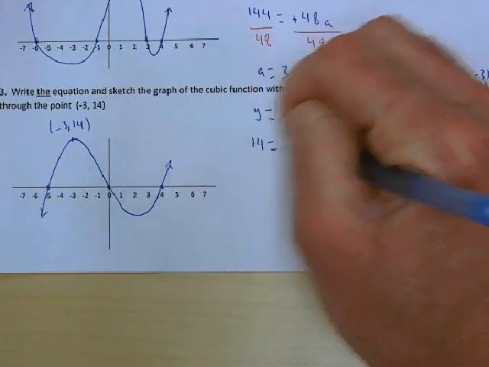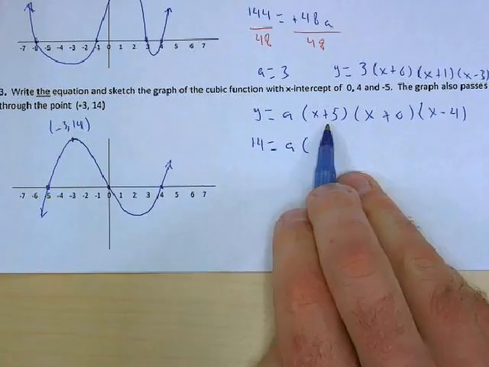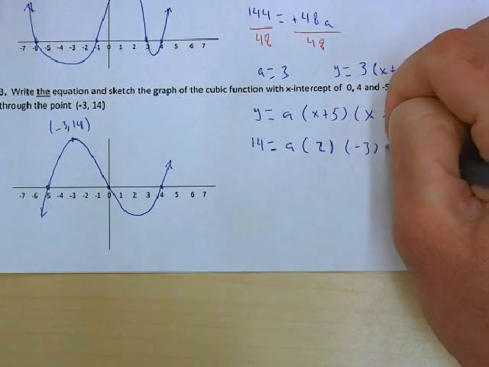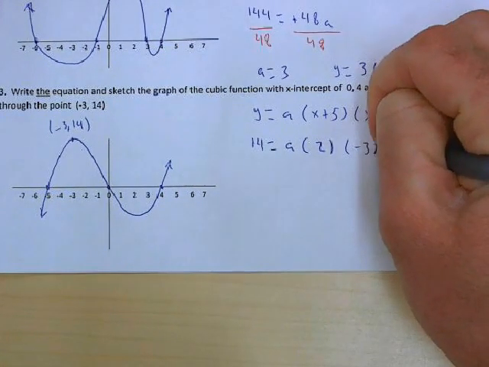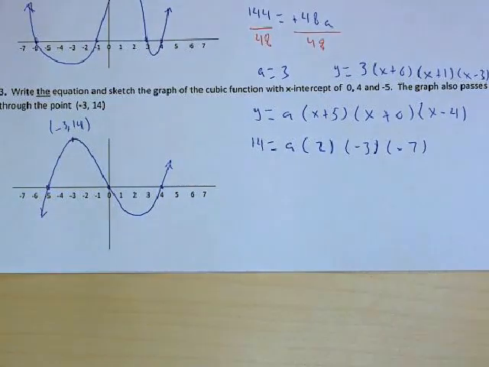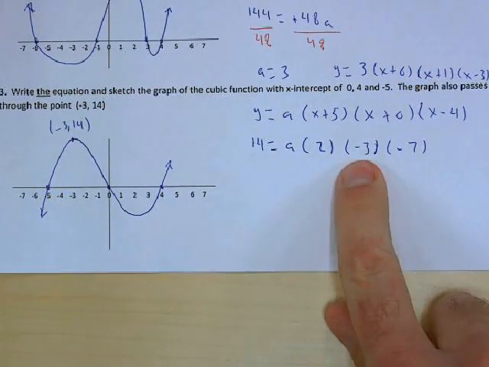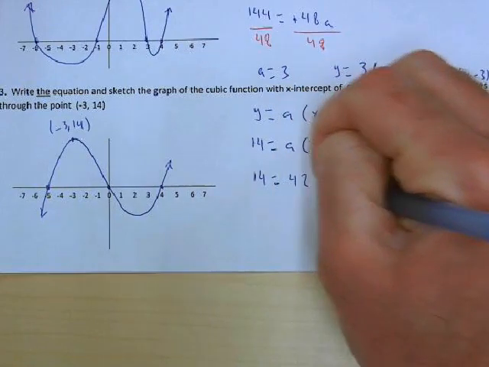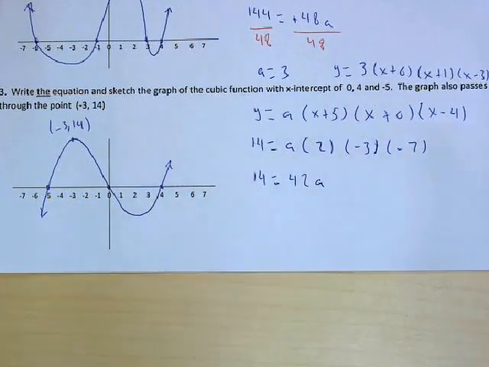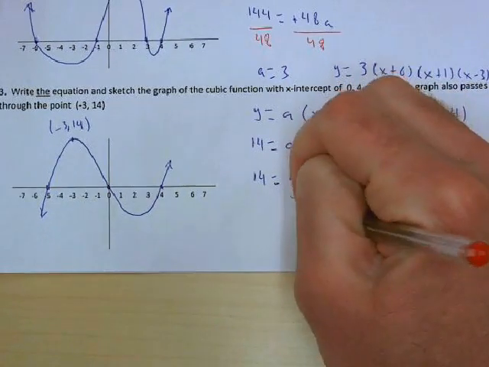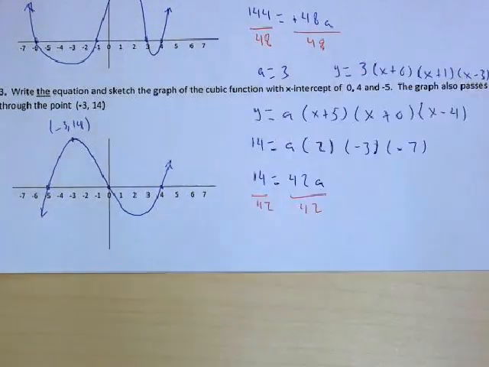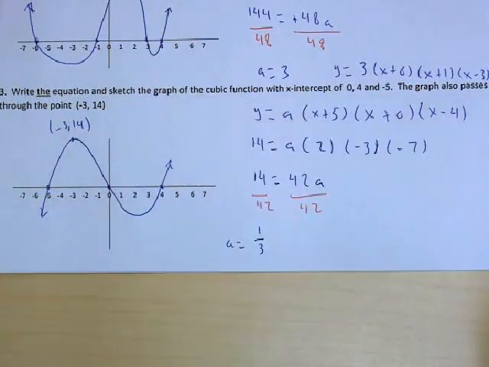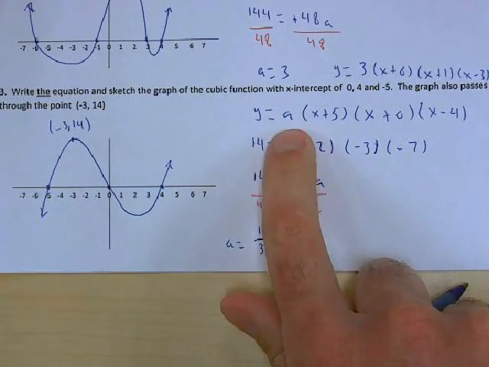So we get 14 equals a times, so if we stick in -3, we're going to get 2, -3, and -7. Okay, and then if we multiply that out, let's see, -7 times -3 is +21, times 2 is 42. So we get 14 equals 42a, and then divide both sides by 3. I'm sorry, by 42, I'm thinking ahead. There's going to be a 3 involved there. We get 1/3. So a equals 1/3. And now we can stick that in here, and we'll have our equation.